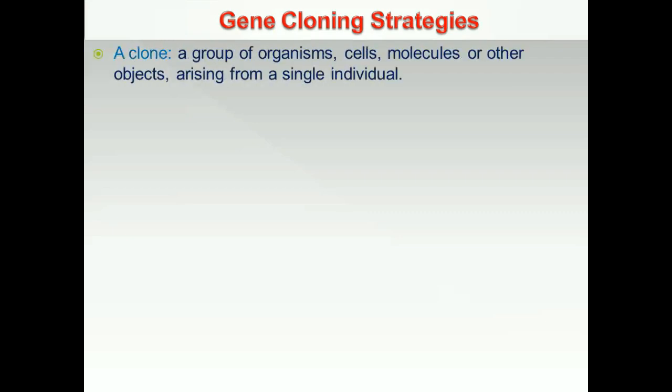Now, what are the strategies involved in gene cloning? Clone is nothing but the colony, right? So if we are preparing so many cells from a single cell, it is a copy of a single cell. So that is called cloning. Now the clone is a group of organisms or cells or molecules or other objects arising from a single individual, right? So we used to say it as a clone or a colony.